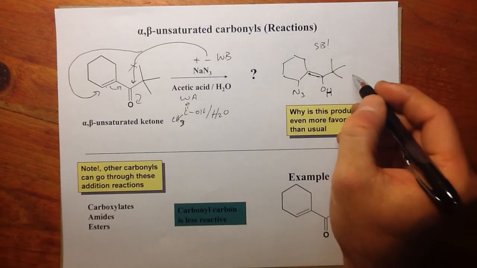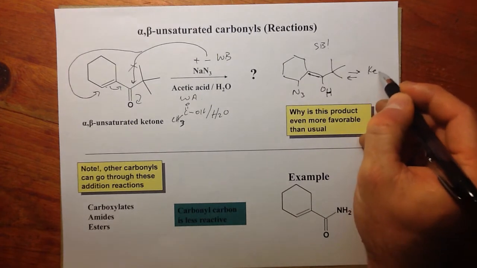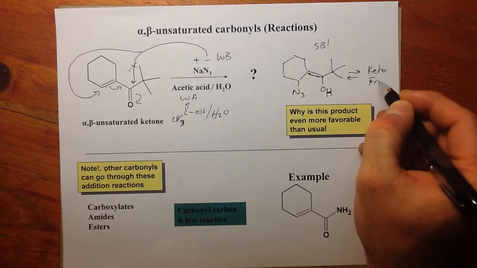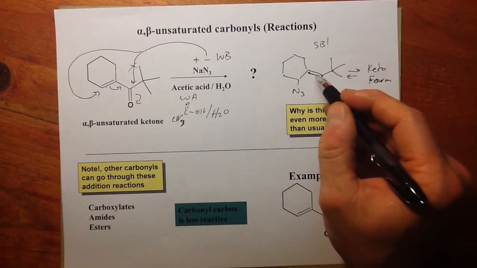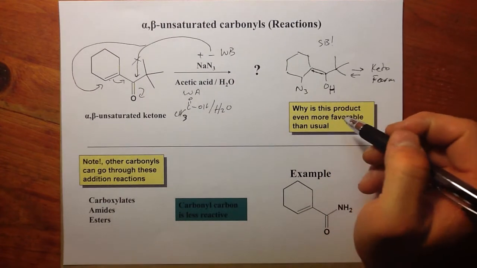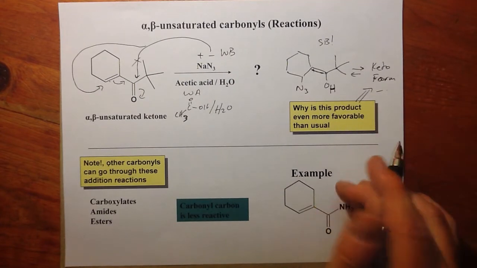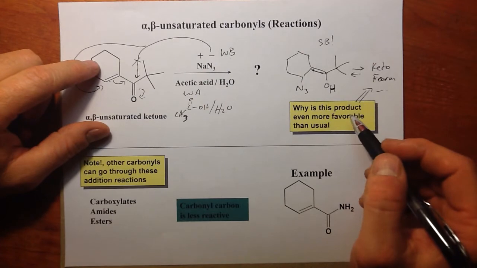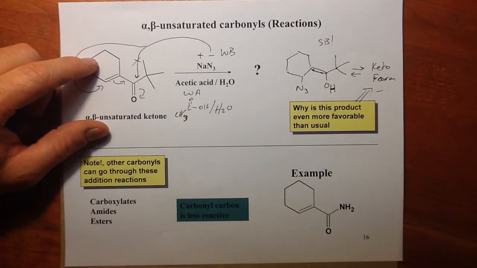We get the enol, and of course this would tautomerize to the keto form, where we have this proton ending up down here, and the carbonyl is reformed. So this is more favored, I guess, than the enol that we have. We know that the keto form is more favored.